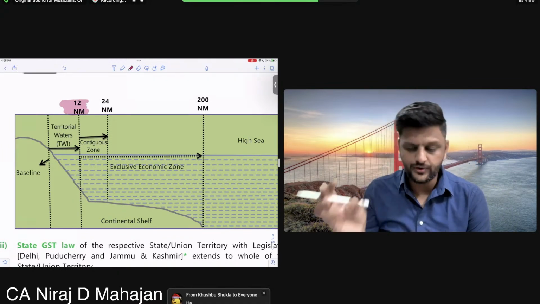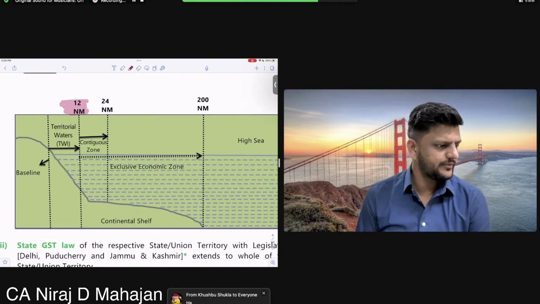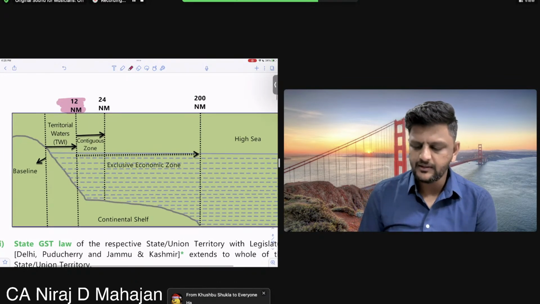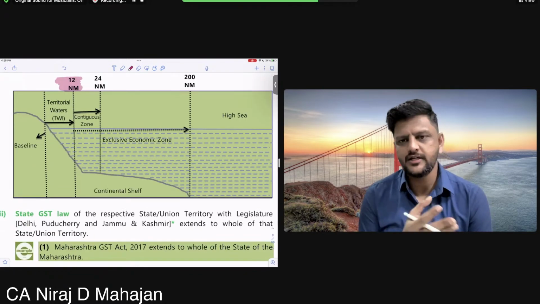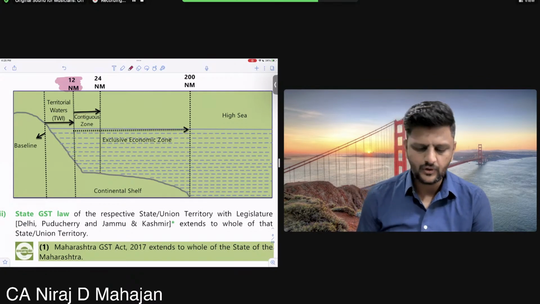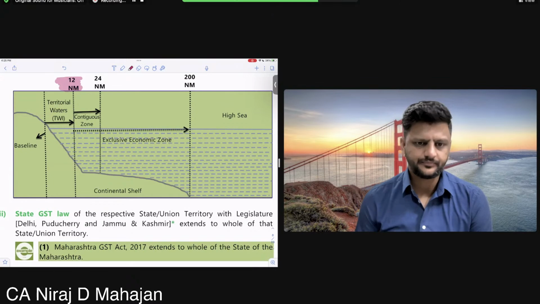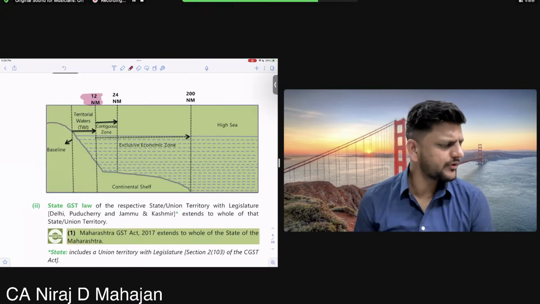Then the contiguous zone. Then the exclusive economic zone, where you can fish and use resources as such. And then after that, high seas. As per some geographical bifurcation, your high sea starts. Already clear, all of you? You don't have to remember anything out of here.